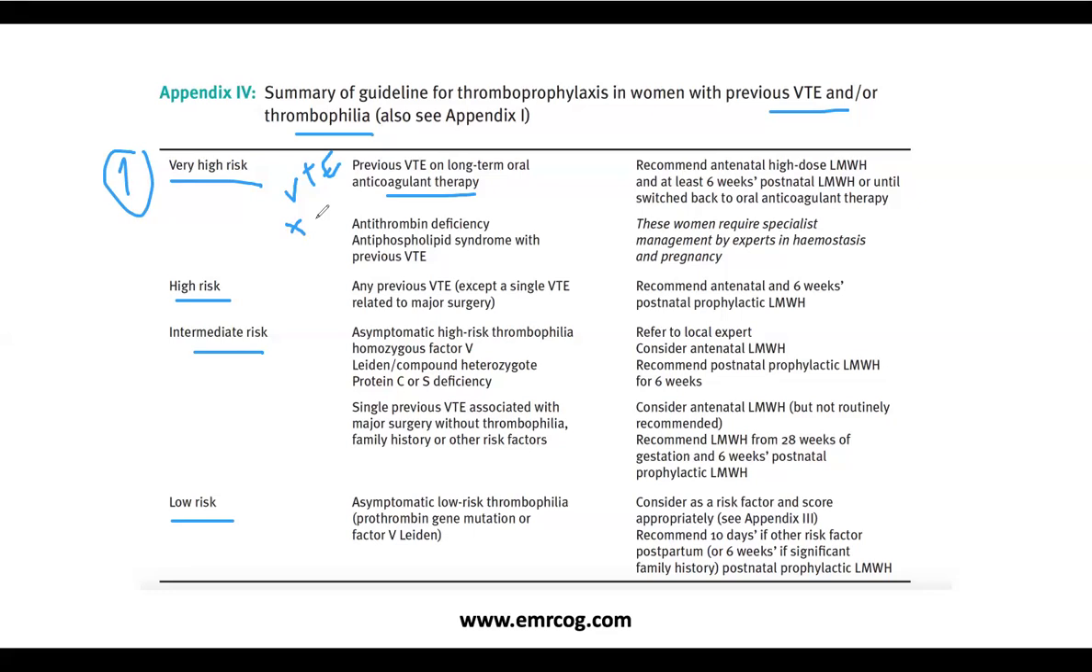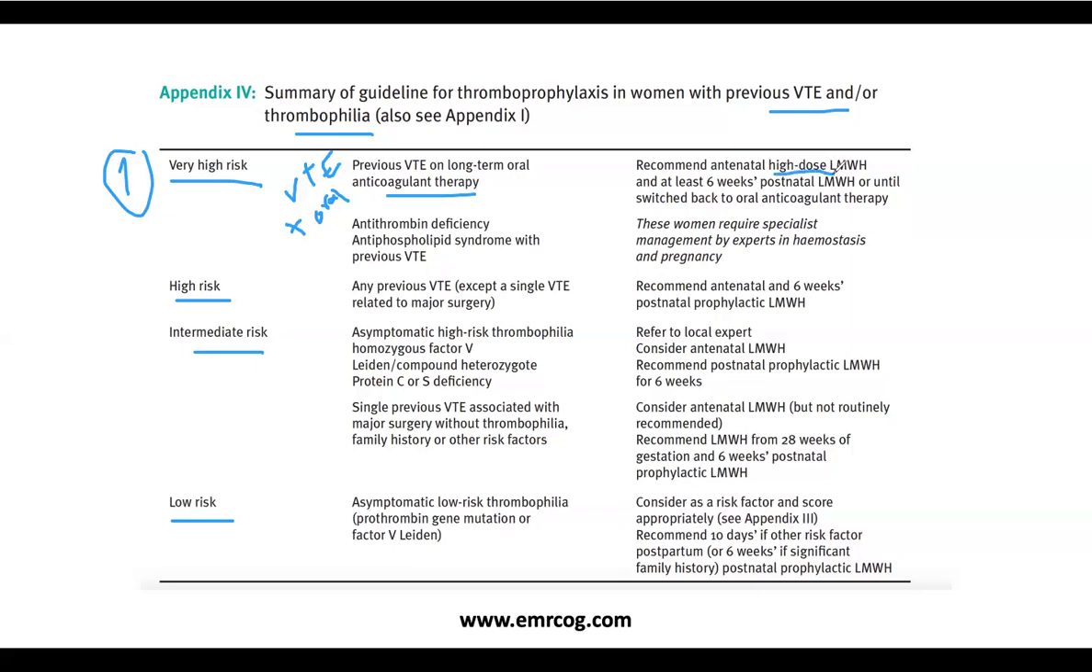When this woman becomes pregnant, we will recommend, first of all, this case must be managed with specialist hematologist advice, okay? So it requires specialist management by an expert in hemostasis and pregnancy. This is to start with. Her antenatal prophylactic dose is a special dose as well. And it's a high dose low molecular weight heparin prophylaxis.